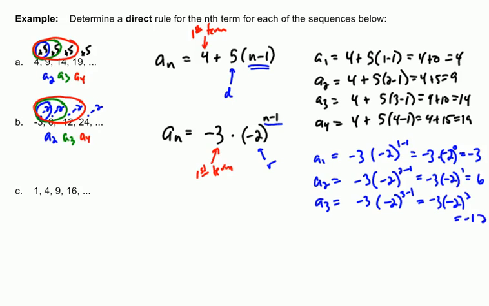Okay? So this rule works as well, and again, this can be generalized. Anytime you see a geometric sequence like this, you know you're going to multiply that first term by successive powers of the ratio, always using the n minus 1.